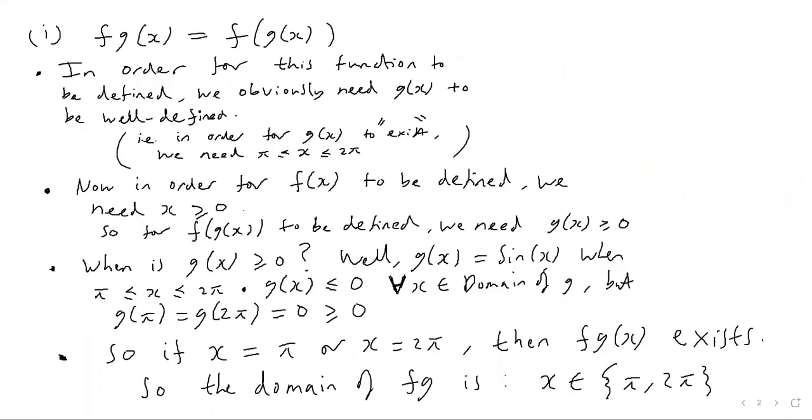I've got a lot of information here, so let's just go through this. So we want to find the domain of f of g of x. In order for this function to be defined, we obviously need g of x to be defined. If that doesn't exist, then this whole thing doesn't exist. So in other words, we need g of x to exist, and in order for g of x to exist, we need x to be between pi and 2 pi.